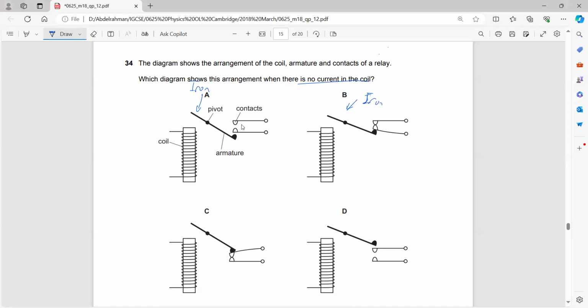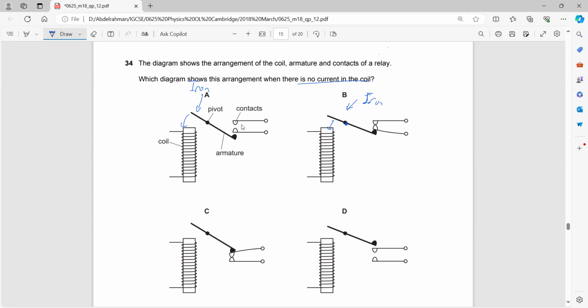So if there was a current in the coil, this iron armature would have been attracted to the coil a little. And there's a pivot, so it can freely move and rotate around this pivot. Which of these diagrams could be correct?